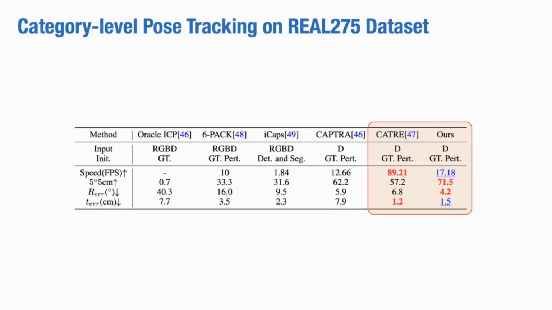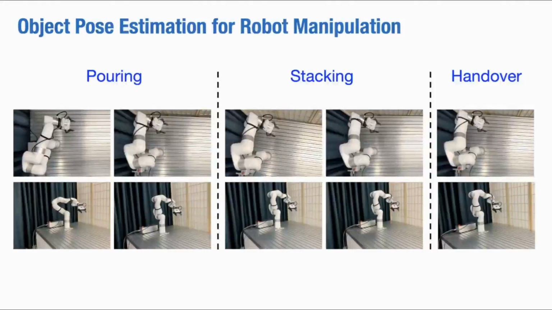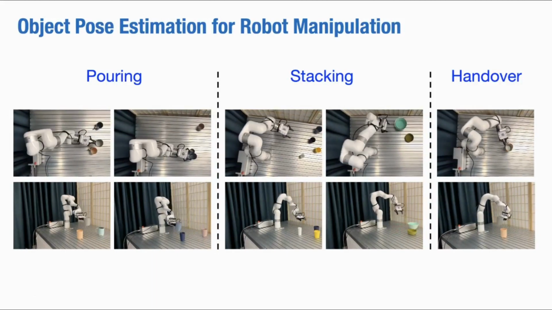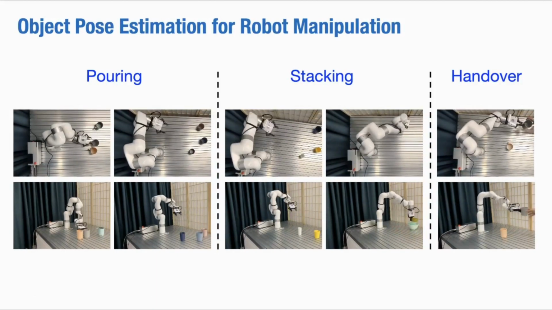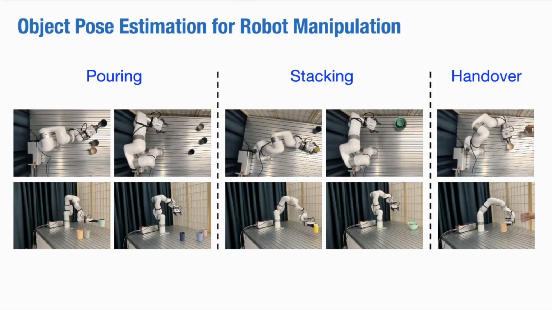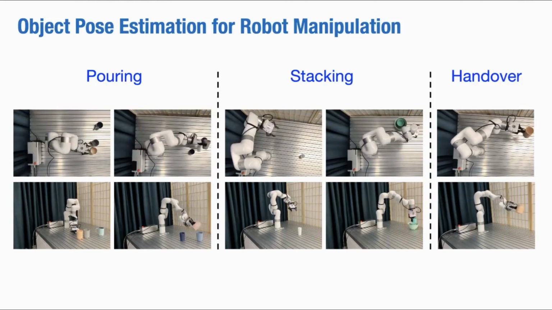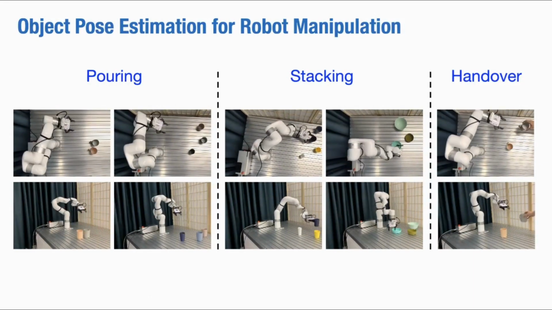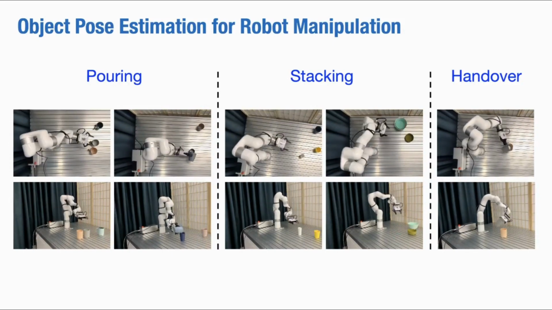With minor adjustments, our method can be applied to pose tracking tasks. Our method could achieve comparable performance with previous methods without specific designs. We successfully integrated our 6D category-level pose estimation framework with various robotic manipulation tasks such as pouring, stacking, and handover. The exceptional performance of our method showcases its tremendous potential in real-world applications involving robotics.